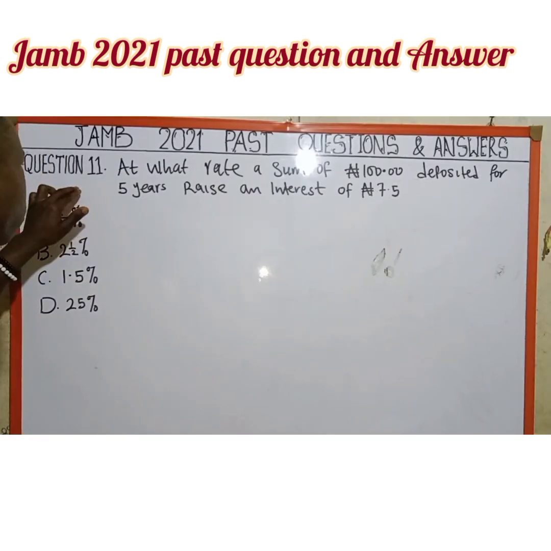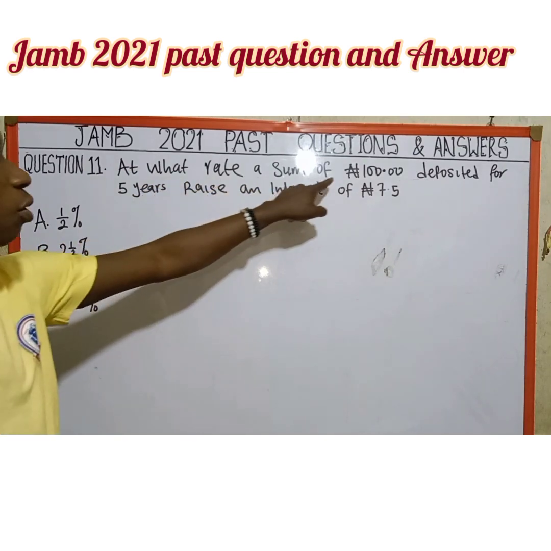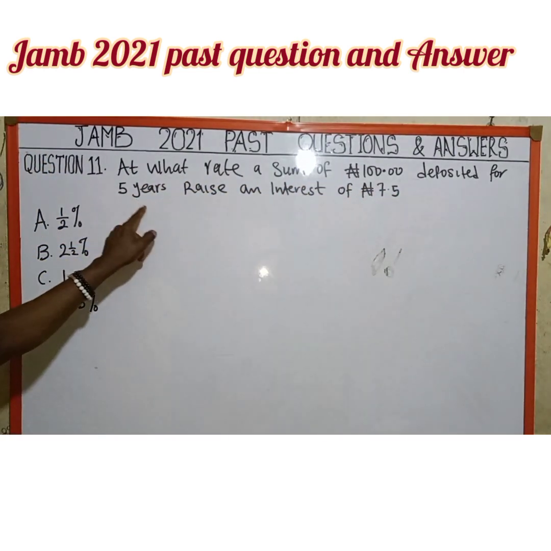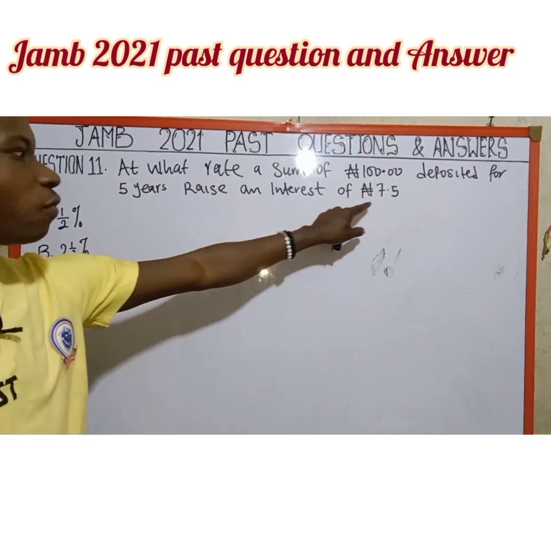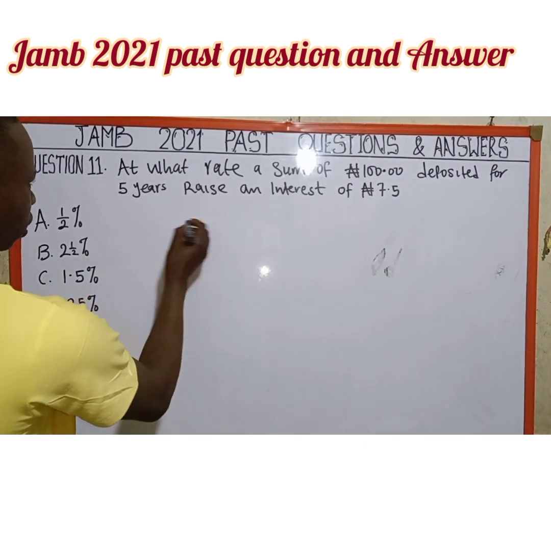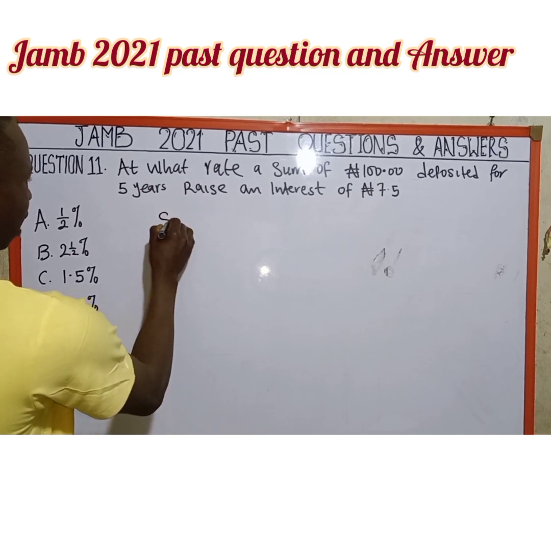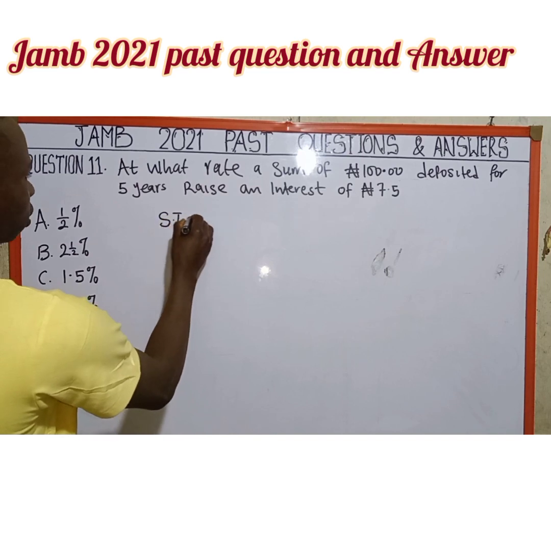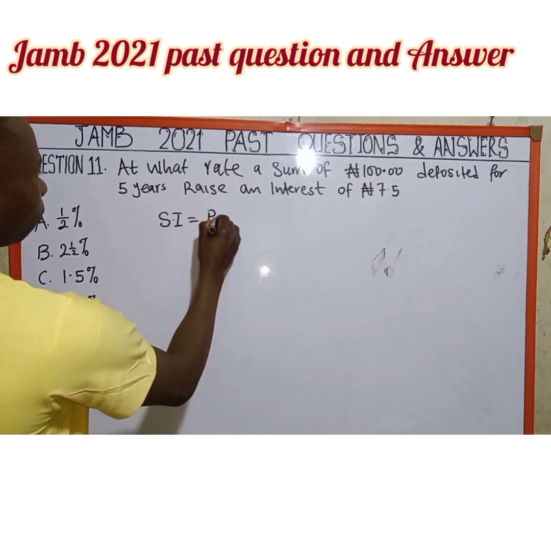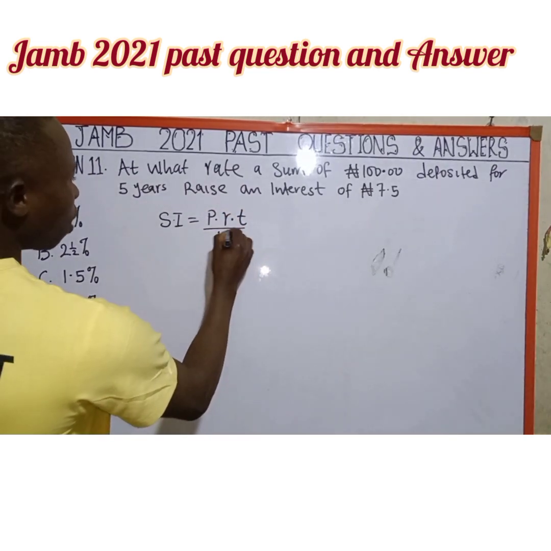So this is continuing from question number 11, and the question reads, at what rate will a sum of 100 naira deposited for 5 years raise an interest of 7.5 naira? And we have the available options from A to D. So let us solve. And remember, this is simple interest, and the simple interest formula is: simple interest, denoted as SI, is equal to principal multiplied by rate multiplied by time, then over 100.